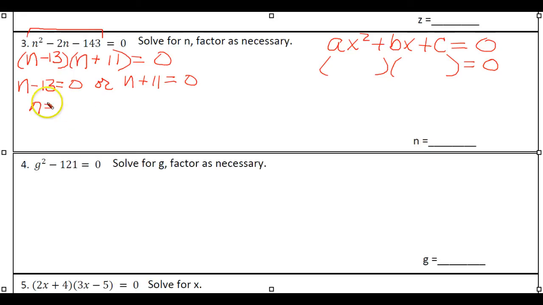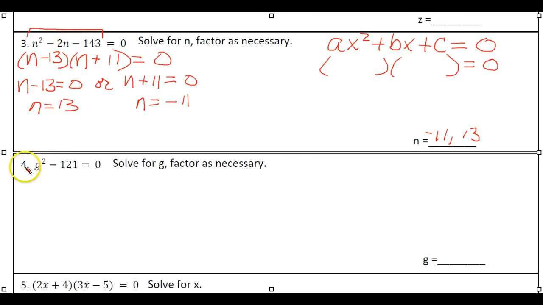And then we just solve them. Transpose, transpose, and there are our solutions: a negative 11 and a 13. And if you were to put that in this original equation, these values would make this a true statement.